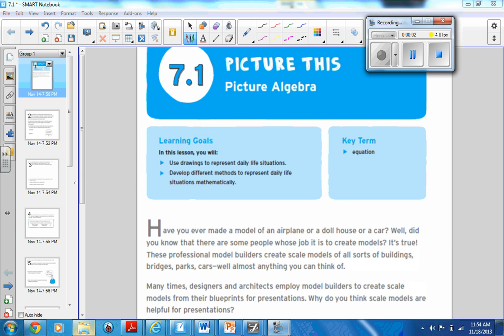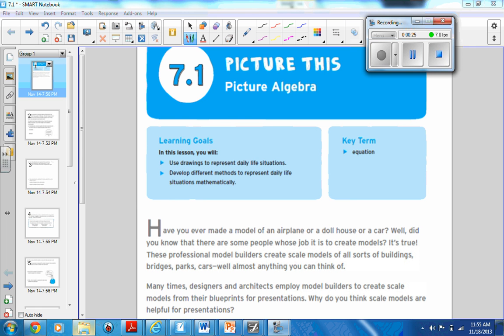This lesson is 7.1, Picture This, Picture Algebra. Today's learning goals are to use drawings to represent daily life situations and develop different methods to represent daily life situations mathematically. And our key term today that we're introducing is equation. So please read along with me as I read the introduction.